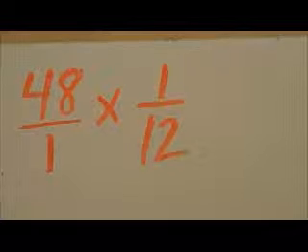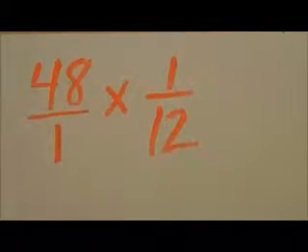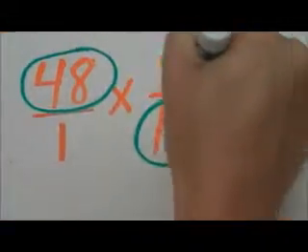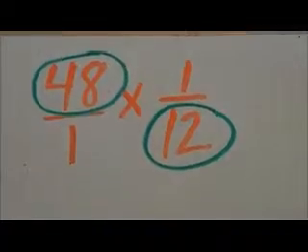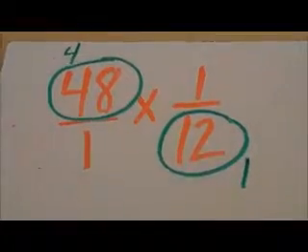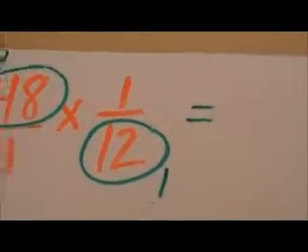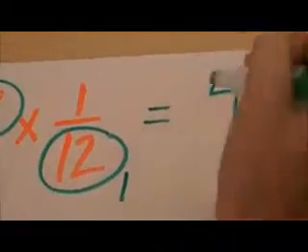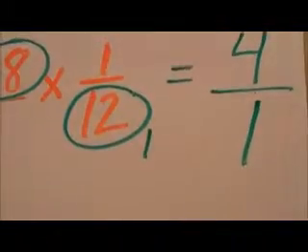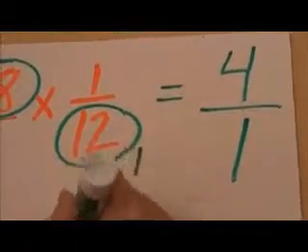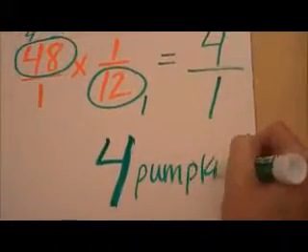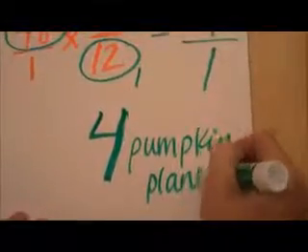But before I do that, I'm going to look at my opposites to see if we can do any kind of reducing. I see 48, and I see 12. And I know that 12 can actually go into 48 4 times. 12 goes into 12 1 time. So if we multiply now, we get 4 times 1, which is 4, and 1 times 1, which is 1. So out of the whole garden of 48 plants, 4 are pumpkin plants. Not very many. And there's your answer.